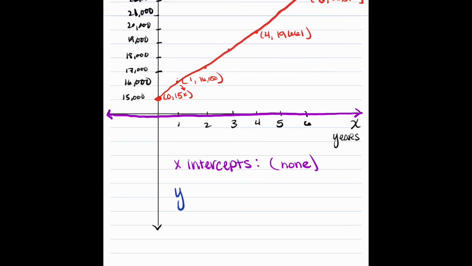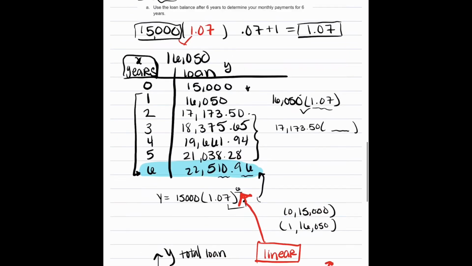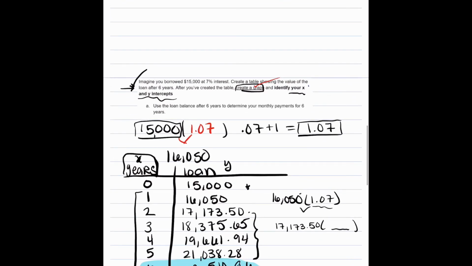And then going for my y-intercept, your y-intercept is where your graph touches the y-axis, which is my vertical line here. So my graph, that red graph, touches the y-axis right at this point, which is 0, 15,000. Which again was that initial value of the loan. So your y-intercept should always be your initial value. Okay, I'm gonna go ahead and go back up, see what else we answered. So we created the graph, we identified your intercepts.